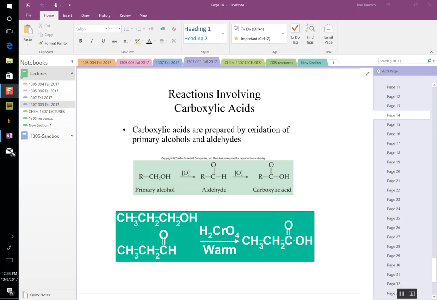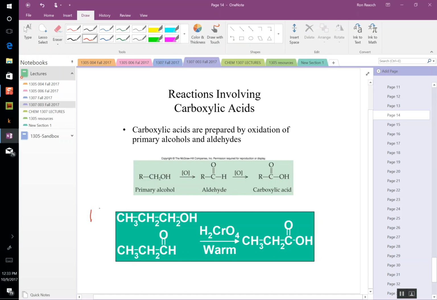Okay, we're segueing on into reactions, but before we get to the reactions that carboxylic acids undergo, let's just review real quickly how you make a carboxylic acid. Here are two routes. One would be to react a primary alcohol. Those of you who were in lab today, chromic acid, there's chromic acid right there, an oxidizing agent. So you can oxidize a primary alcohol to a carboxylic acid.